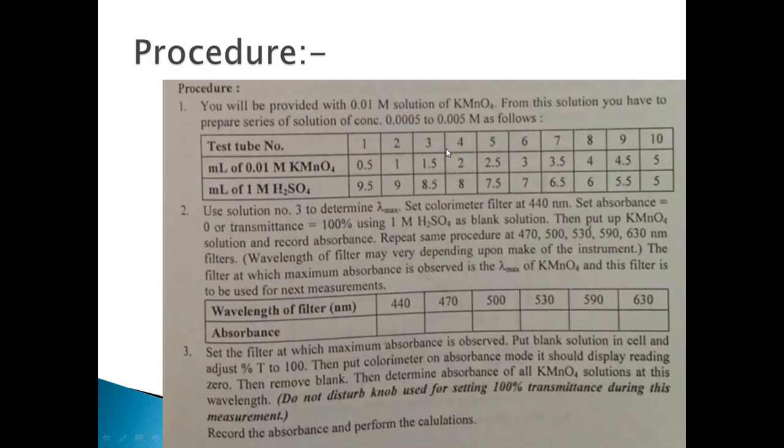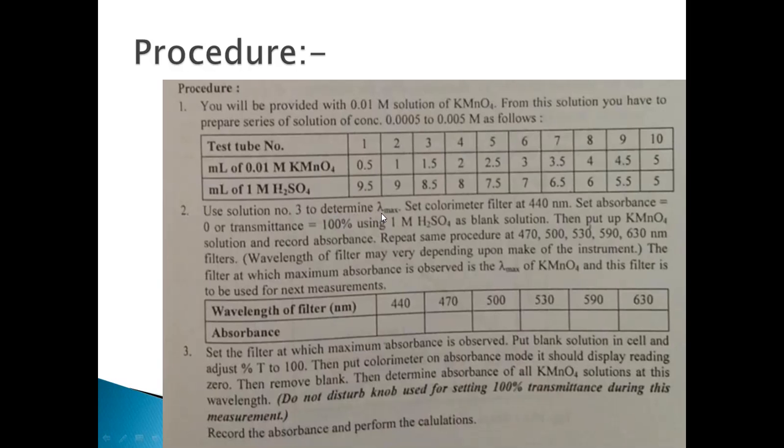Later on you have to calculate the concentrations of KMnO4 in each of these solutions and write them into the observation table. The formula is given for calculation of the concentrations. You have to use that formula and calculate the concentrations for completion of the experiment. So this is the first part, preparation of solutions of different concentrations of KMnO4. After this, the next important part is determination of lambda max.